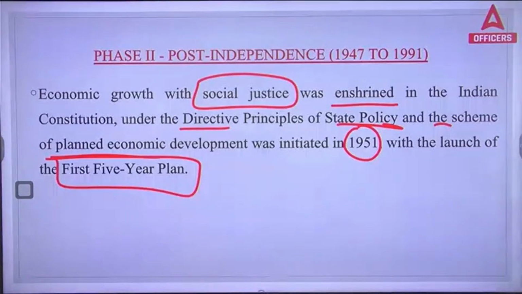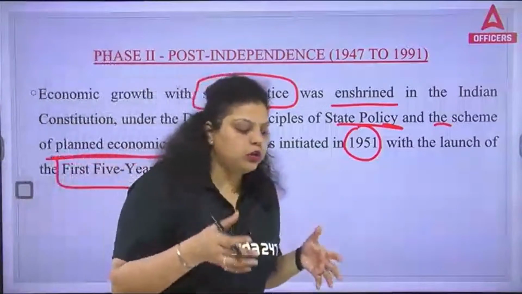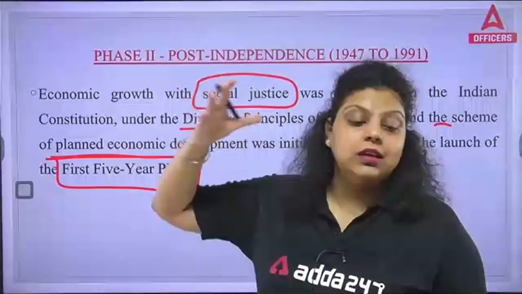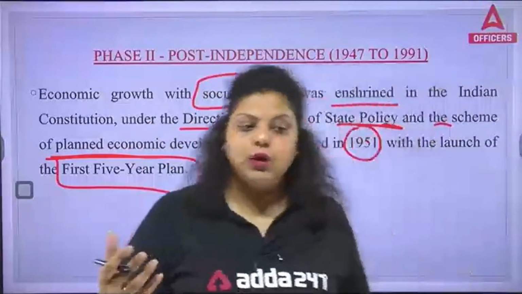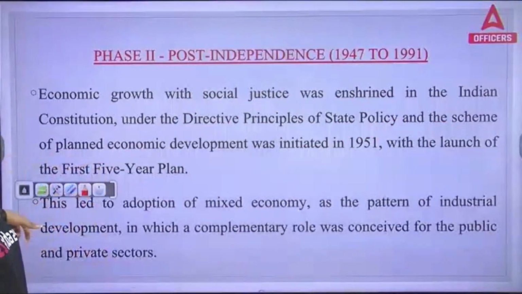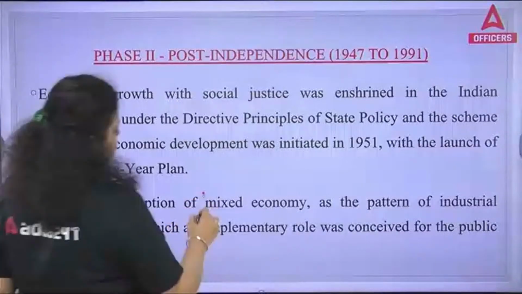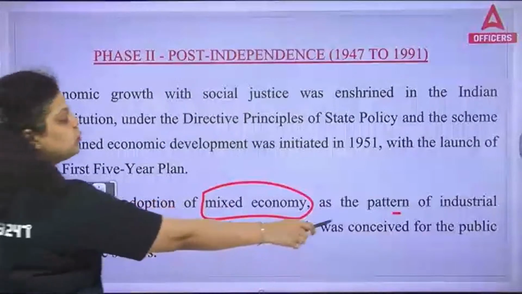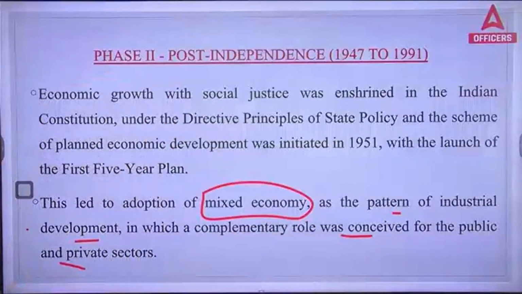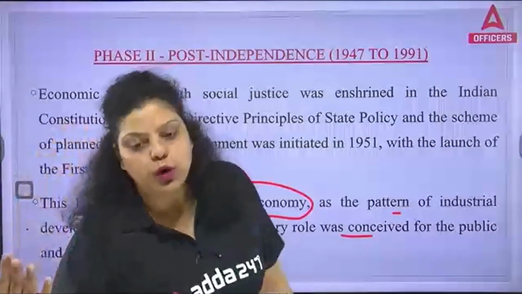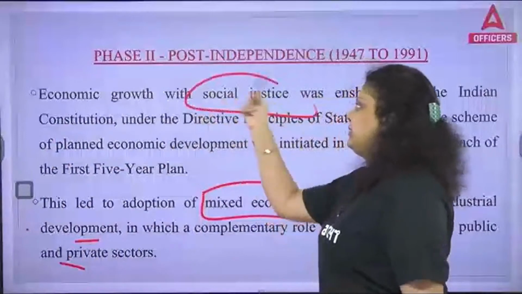Okay, see, social justice means making opportunities available equally for everyone. That's what social justice means. Like equality, you should be introducing here. Now, this led to the adoption of a mixed economy as the pattern of industrial development, in which a complementary role was conceived for the public and private sector. Now, yeah, very good. Equal resources to all. It means equal opportunities for all you are providing. That's the social justice. Very good, Ravi sir.